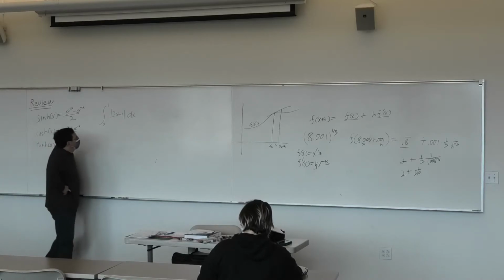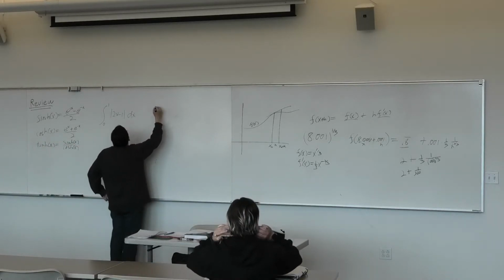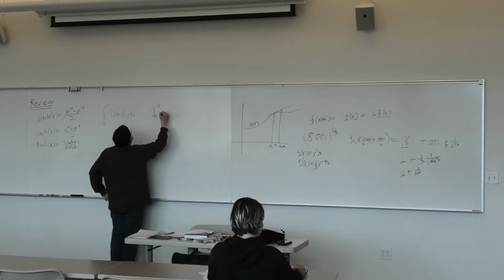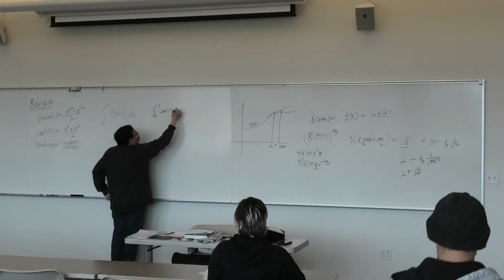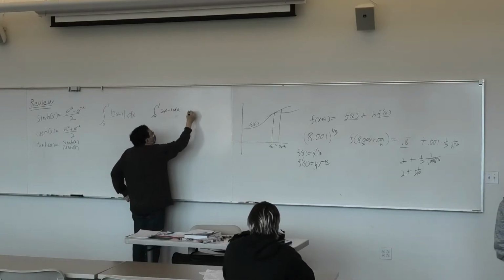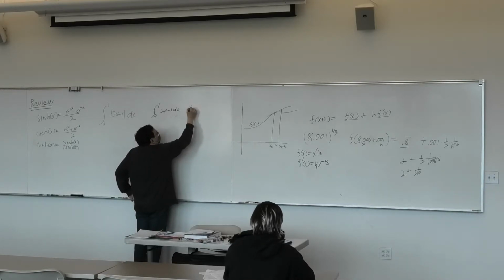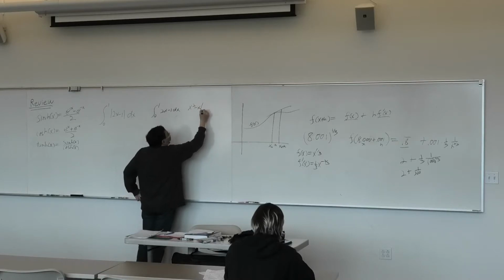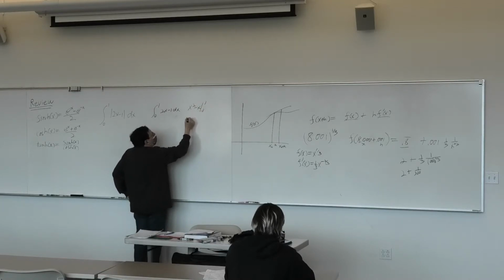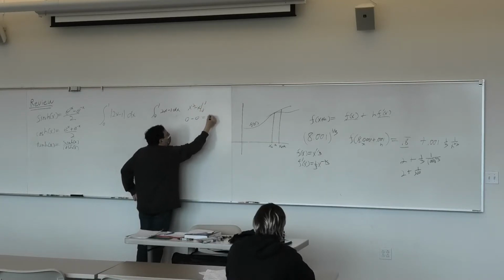Well, the easy problem is not this problem. It's the integral from 0 to 1 of 2x minus 1. So that would be x squared minus x from 0 to 1, or 0 minus 0.